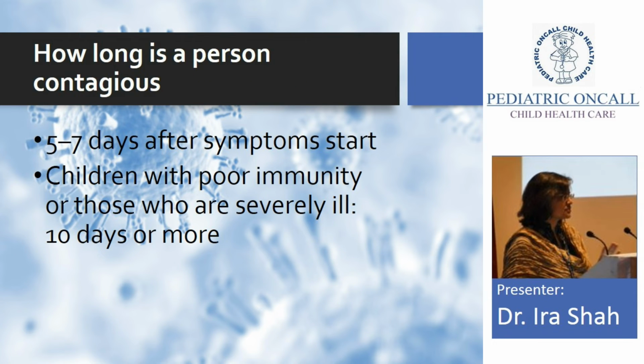How long is a patient contagious? 5 to 7 days. Those who are immunocompromised and very sick, even up to 10 days. In fact, there have been case reports where people have isolated the virus up to 90 days from a patient. But usually in 90% of the community, it's 7 to 10 days. So that's why when you say don't go to school, it would be 5 to 7 days.